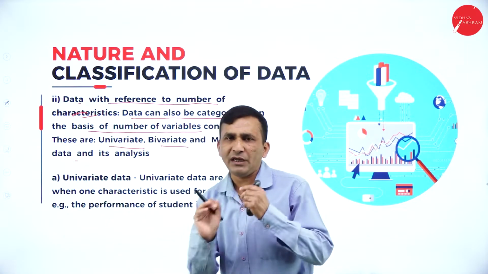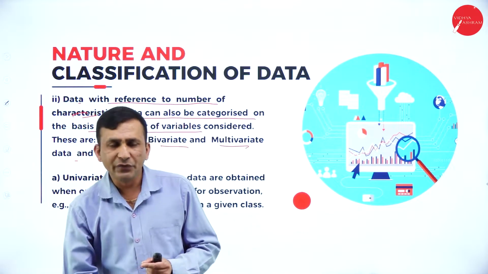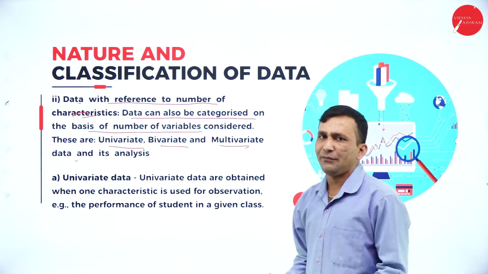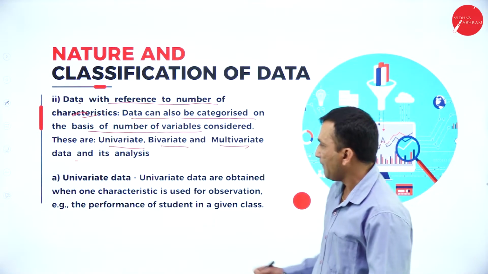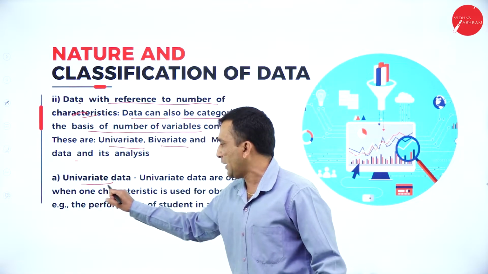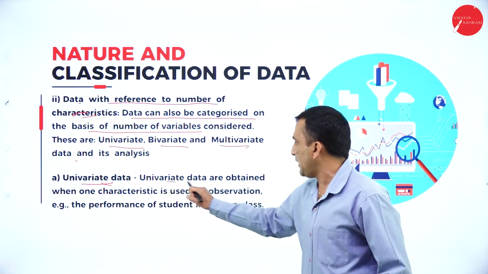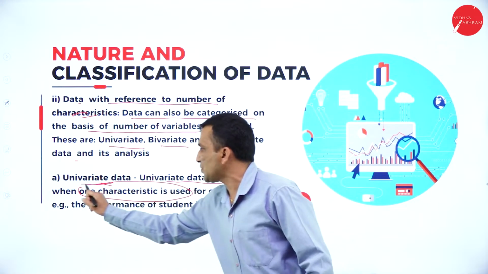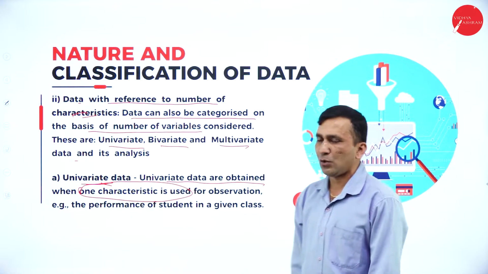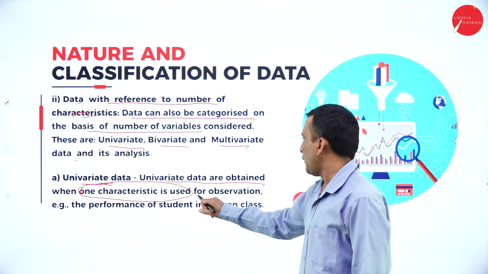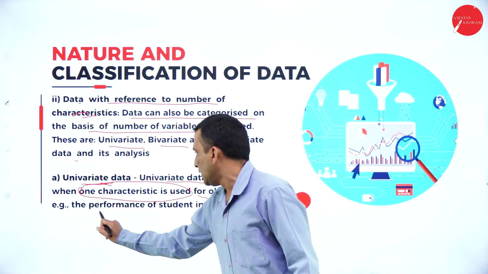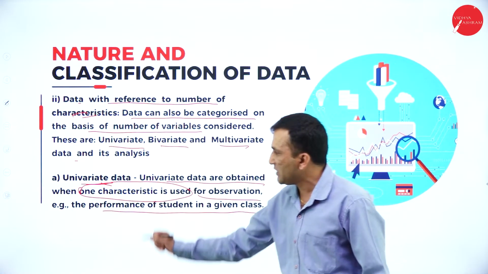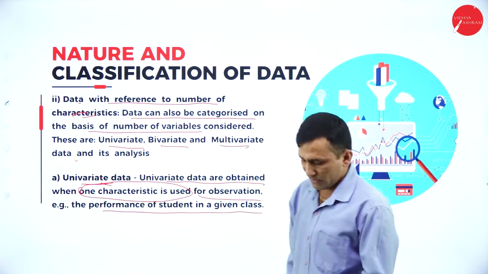As a statistician, we need to analyze each and every data. You have to identify what kind of data it is. Okay, now univariate data, it's clear. Univariate data are obtained from only 1 character. You must remember, only 1 character or 1 variable. For example, the performance level of students given in the class.